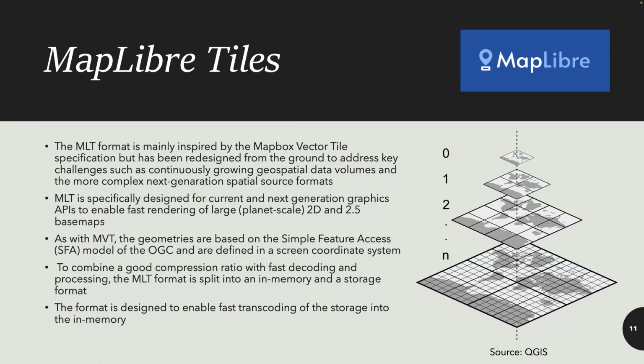Then the geometries, as with MVT, are based on the simple feature access model. So basically, you have also in the tiles points, lines, and polygons. And one important improvement is to combine a good compression ratio with fast decoding and processing. We divide the MLT format into a storage format and an in-memory format. And one important design aspect is also to enable a fast transcoding or decoding of the storage format into the in-memory format.